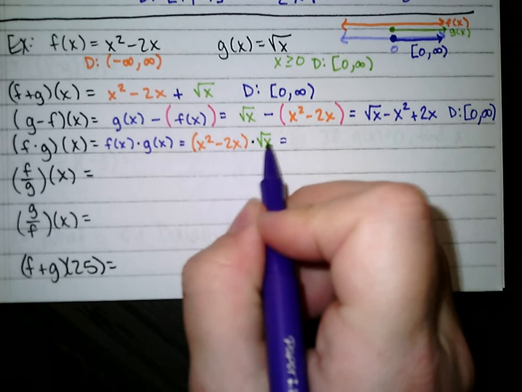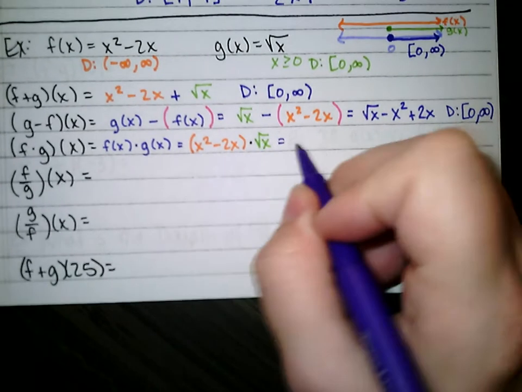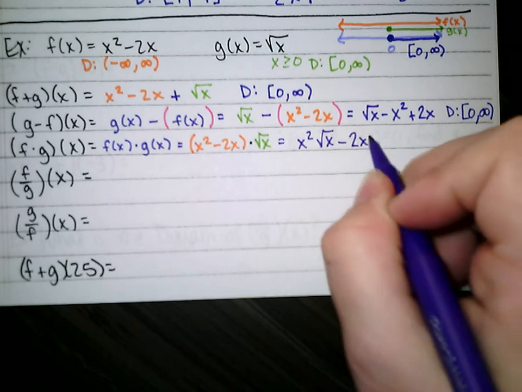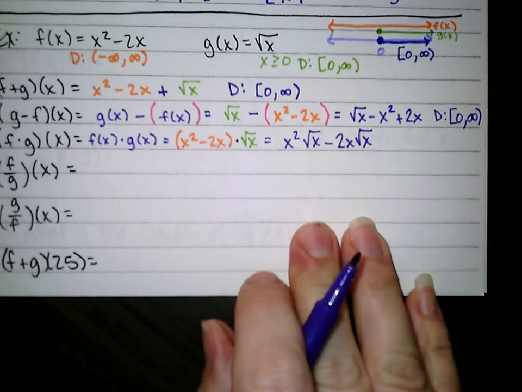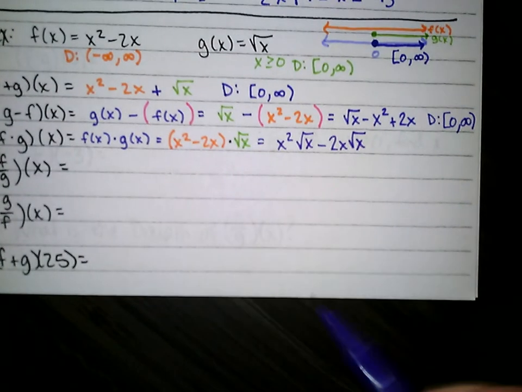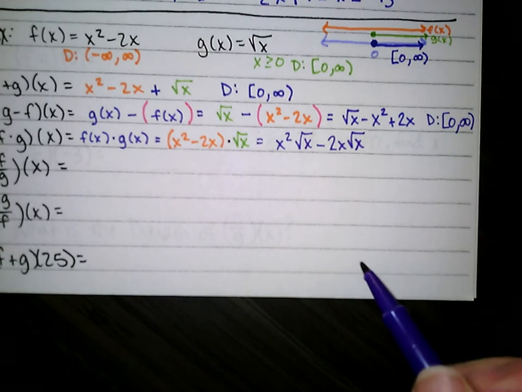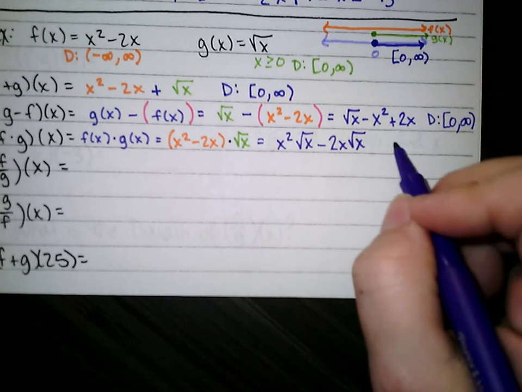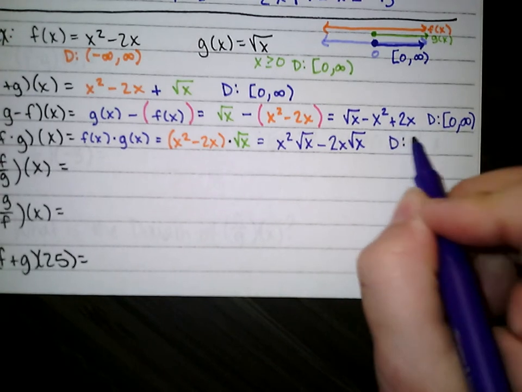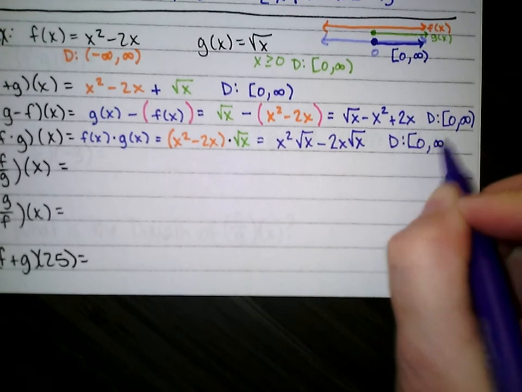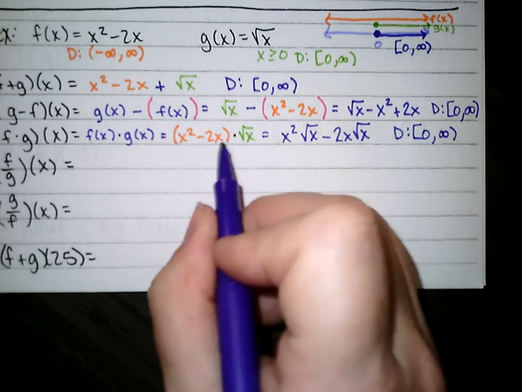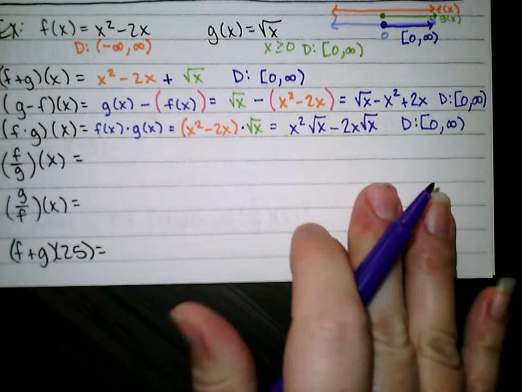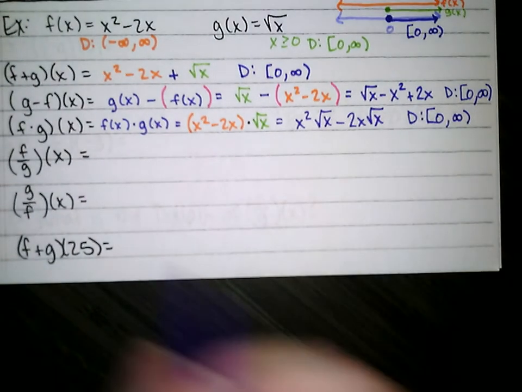Now I can distribute that square root of x. So I'll have x squared times the square root of x minus 2x times the square root of x. And then looking at any additional domain restrictions, the square root of x is the only thing I'm seeing. So that domain would still just be 0 to infinity, including 0. If you wanted to leave your answer like this with the square root of x outside the parentheses, I don't see any problem with that either.